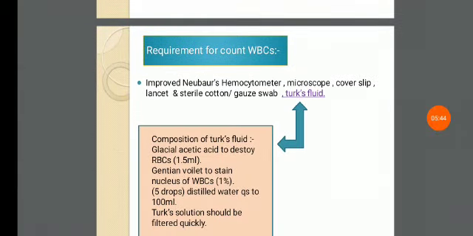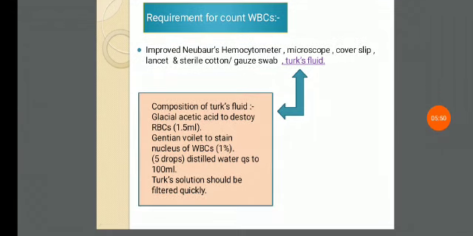Now, requirements for count of WBCs. So we require an improved Neubauer hemocytometer, microscope, cover slip, lancet, sterile cotton gauze or swab, and Turk's fluid.